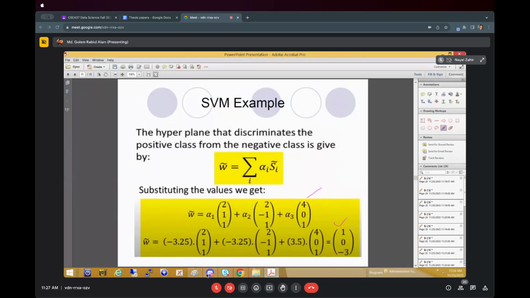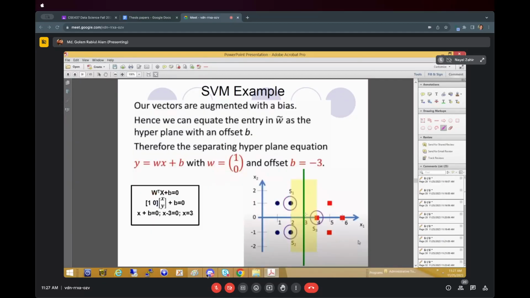Okay, this equation. In this vector you can see that the first two values are our W, and the last one is B. So now we can see here W and B. W is given and B is also given. Okay, so we got the W and B.